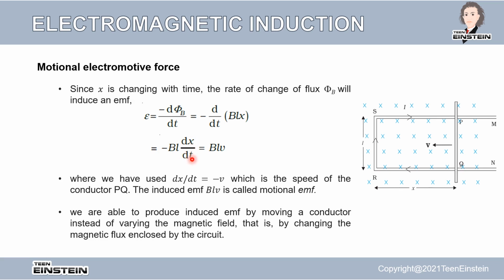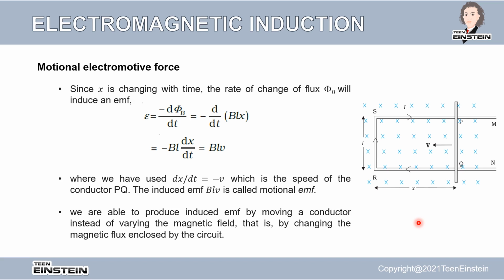dx by dt is nothing but the velocity with which the rod is moving towards the left. So now we have epsilon equal to BLV. Since it's moving towards the left, we have put minus V here. Okay, so now the induced EMF is BLV. It's called motional EMF because it's produced due to the motion of the conductor. We are able to produce induced EMF by moving a conductor instead of varying the magnetic field, that is, by changing the magnetic flux enclosed by the circuit.